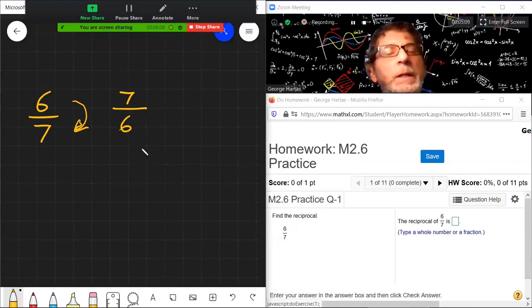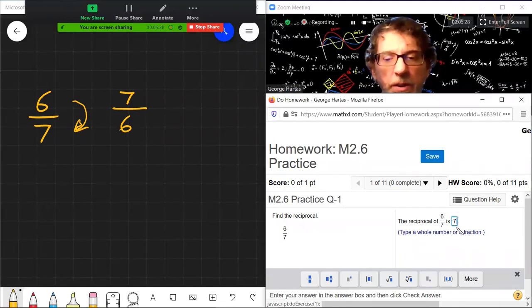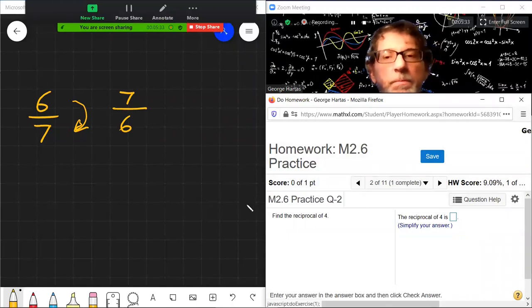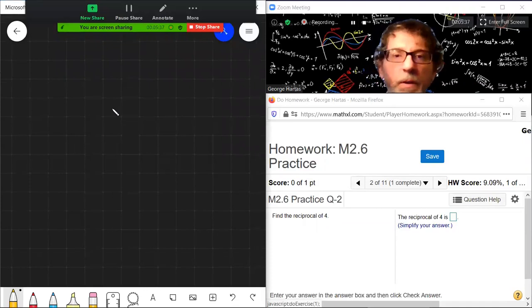All right, so sometimes it's called the multiplicative inverse, but I won't get into that right now. Right now, we just want to know how to find the reciprocal of a number. And for this problem, we're just going to flip the fraction upside down. So 7/6. All right, well, that one's done. Well, how about the reciprocal of 4?